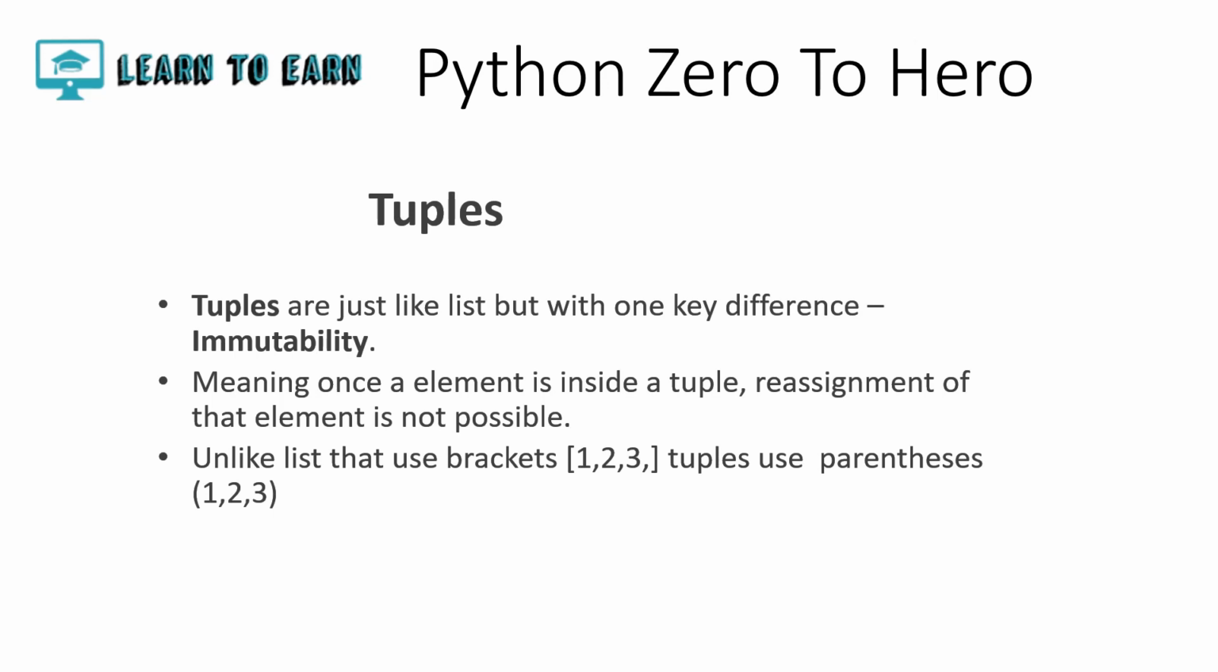So tuples are just like lists but with one key difference, and that is immutability, meaning that once an element is inside a tuple, it is impossible to reassign it. Okay? And unlike list, tuple uses parentheses and not brackets.